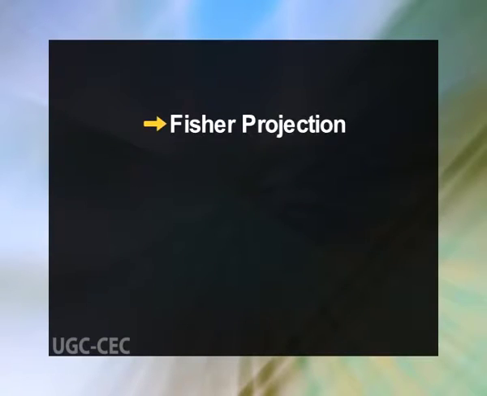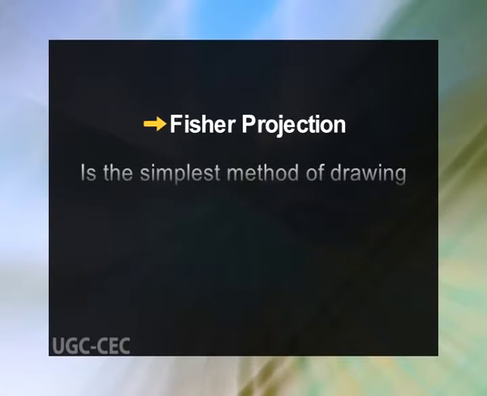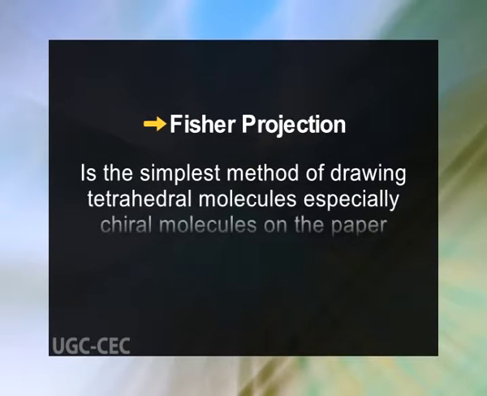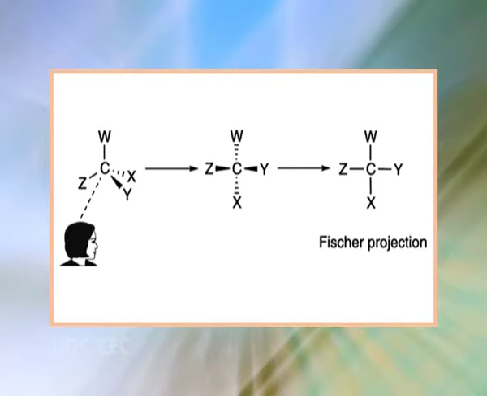Next is Fischer projection. Fischer projection is the simplest method of drawing tetrahedral molecules, especially chiral molecules, on the paper. These projections are particularly useful for carbohydrates, amino acids and other molecules having more than one chiral center. To draw the Fischer projection, the three-dimensional representation of a molecule or module of the molecule is held such that the vertical bonds from the tetrahedral carbon or stereo center are directed away from the viewer and horizontal bonds are directed towards the viewer. The only atom which lies in the plane is the stereo center itself.